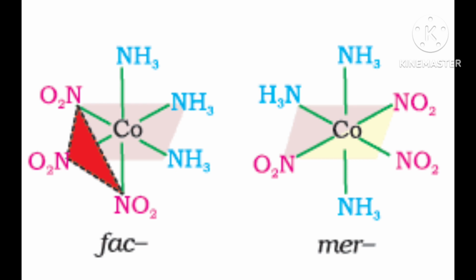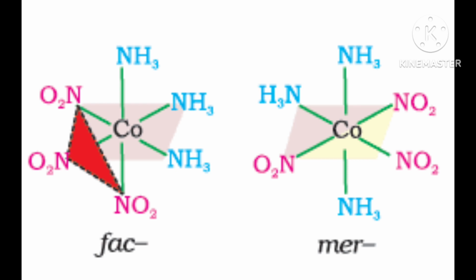Then you can tell there are two isomers. What will you call each isomer? The molecules or ions that cannot be superimposed are called chiral. Remember the two terms I told you: enantiomers. Both are called enantiomers.